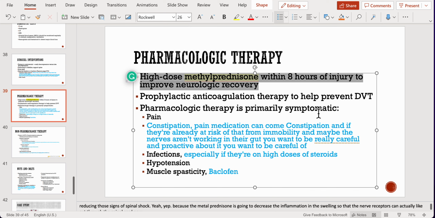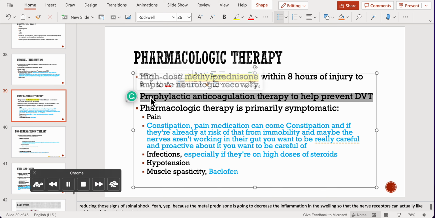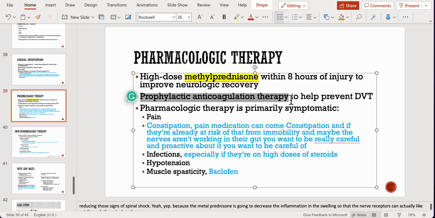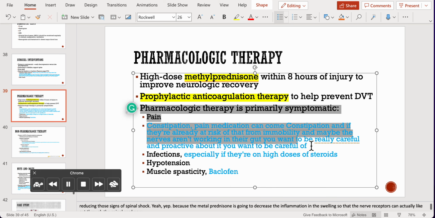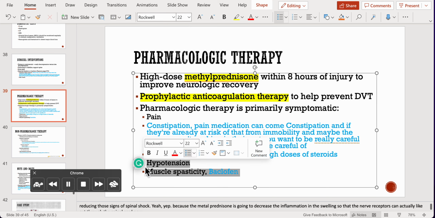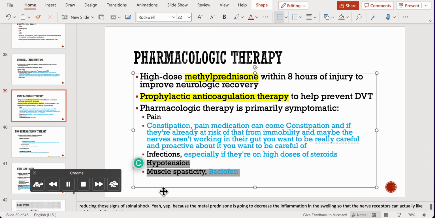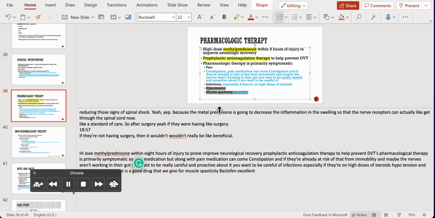Pharmacologic therapy. High-dose methylprednisolone within 8 hours of injury to improve neurologic recovery. Prophylactic anticoagulation therapy to help prevent DVT. Pharmacologic therapy is primarily symptomatic: pain, constipation. Pain medication can cause constipation, and if they're already at risk from immobility and maybe the nerves aren't working in their gut, you want to be really careful and proactive about it. You want to be careful of infections, especially if they're on high doses of steroids. Hypotension, muscle spasticity, baclofen.